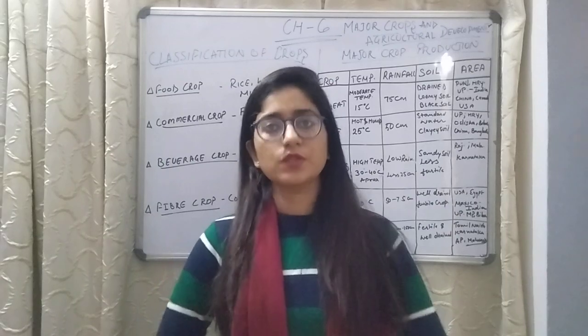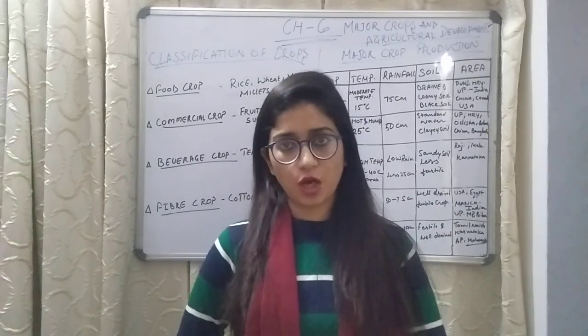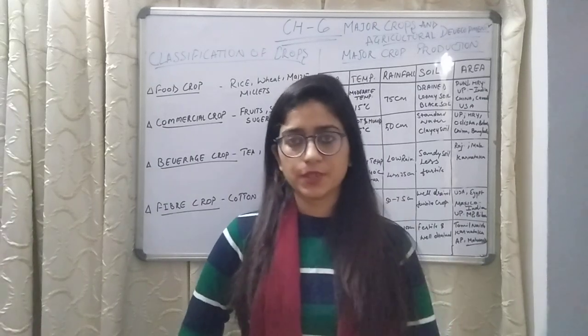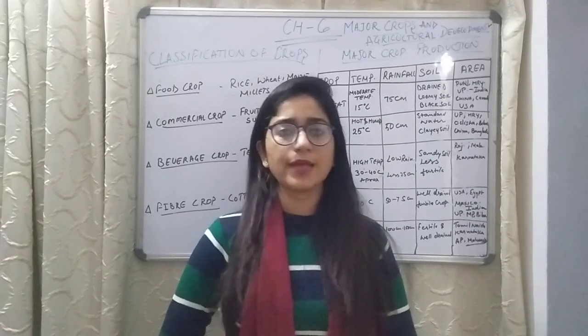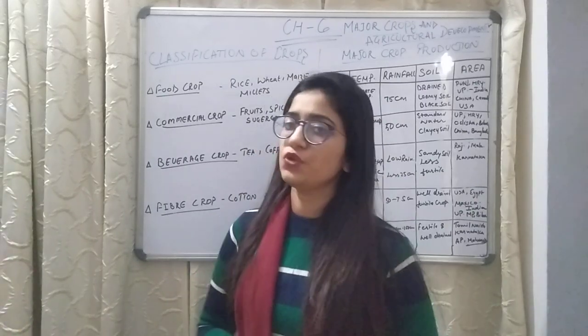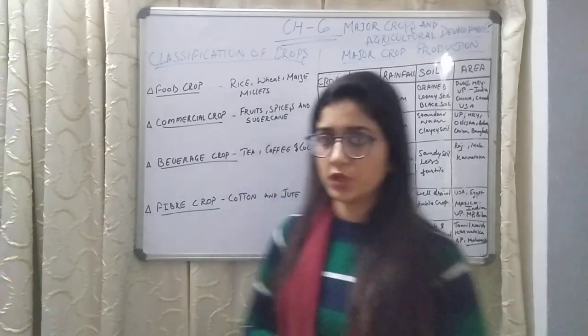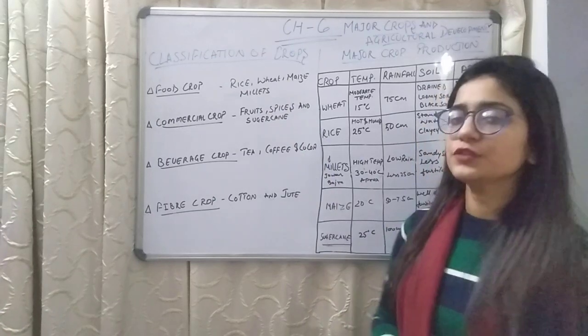Very good morning, students. Today we are going to start chapter 6, that is agriculture production. In the previous chapter, chapter 5, we studied what agriculture is and the types of agriculture. Now from that only we are going to understand which crops come under which category that are given here. So first, that is food crop.